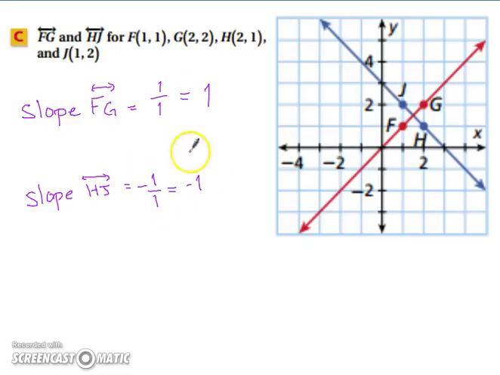Well, they're in fact opposite, and they are reciprocals of each other, because no matter which way you look at 1 over 1, if you flip it, 1 over 1, it's still there. So they are in fact opposite reciprocals, and therefore they are perpendicular. So we know that FG is perpendicular to HJ. And that concludes our lesson on slopes of lines.